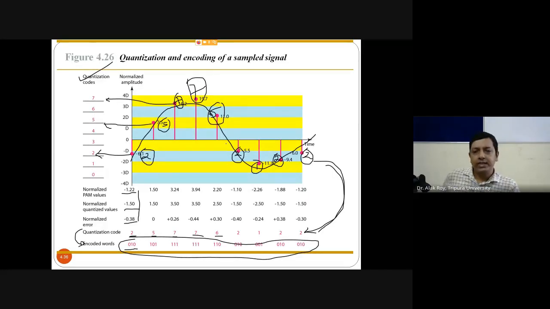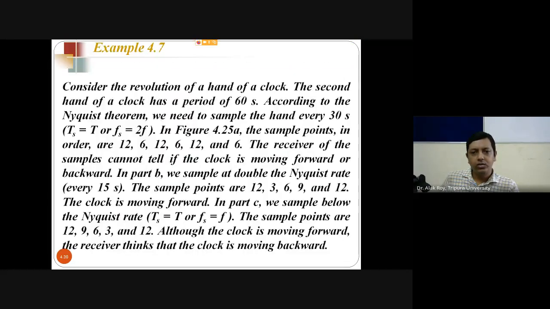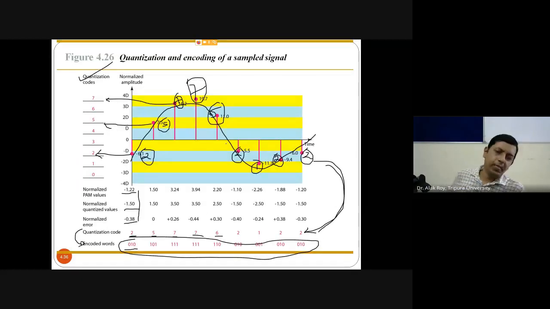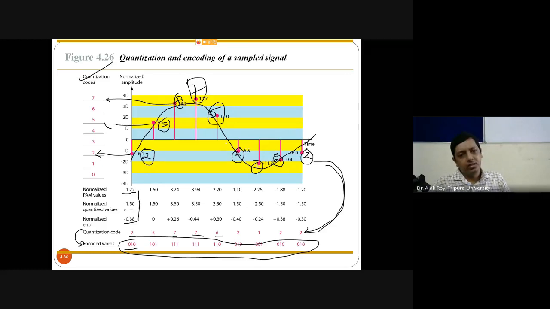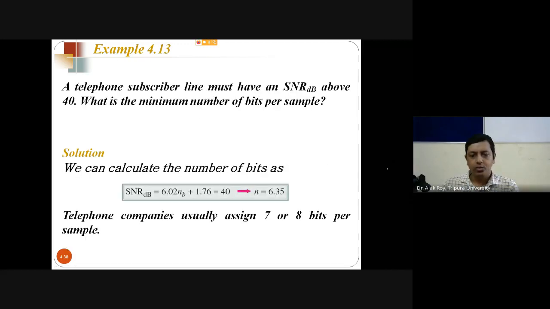In examinations, whenever you write about PCM, you have to use at least three figures: figure 1, figure 2, and figure 3, with textual explanation. There are some numericals to calculate decimal and dB. Try to understand this. If not, you can ask me in the next class. Some numericals.